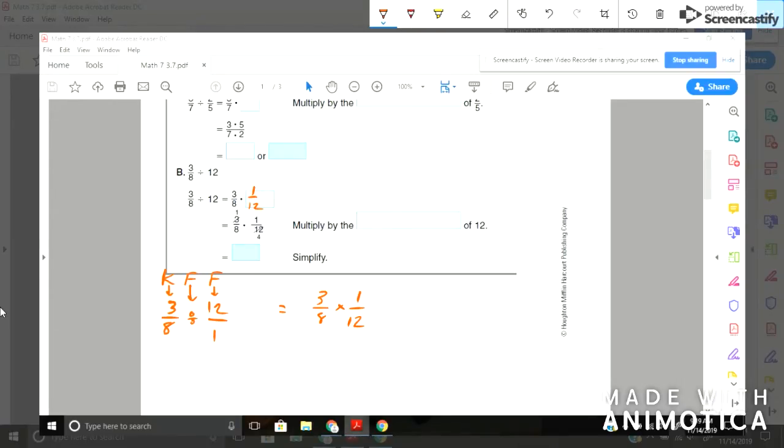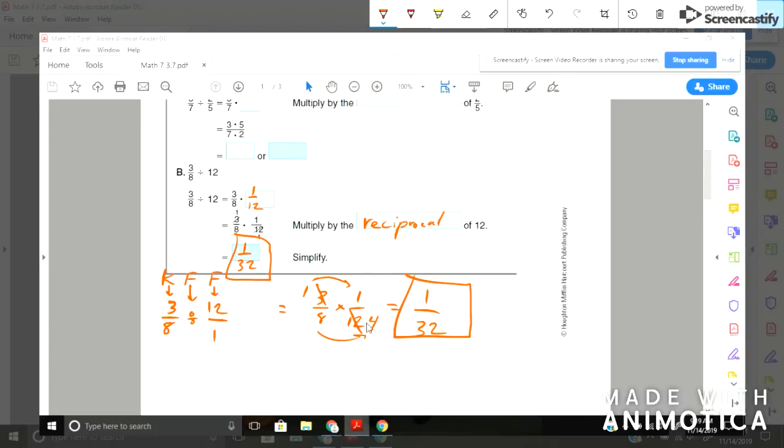And then, yeah, we're multiplying by the reciprocal, that fancy word of changing numerator to denominator and denominator to numerator. Okay? Before I multiply across here, I'm going to look diagonally and see if I can simplify. Yeah, 3 and 12 have a common factor of 3. Dividing each of those by 3, I'd get 1 and 4. Okay, now I can multiply right across. 1 times 1 will give me 1, and 8 times 4 will give me 32. So 1/32 would be my final answer.